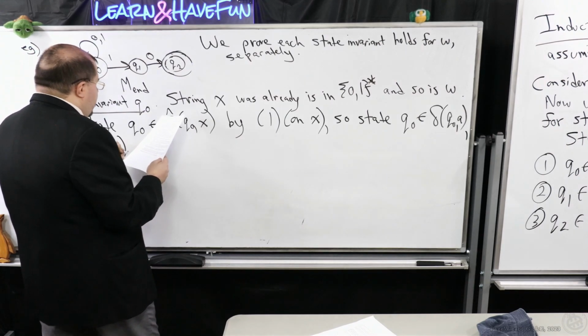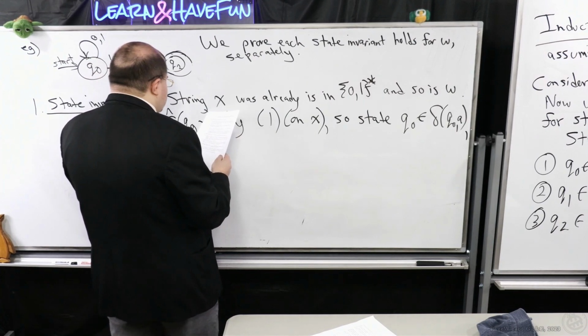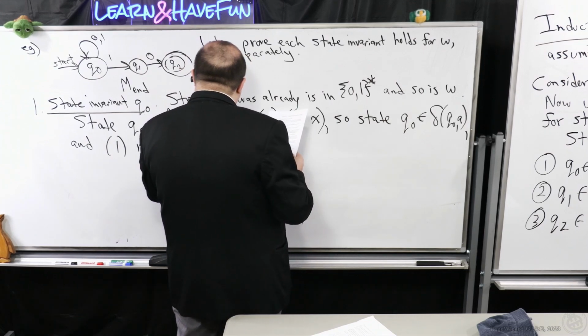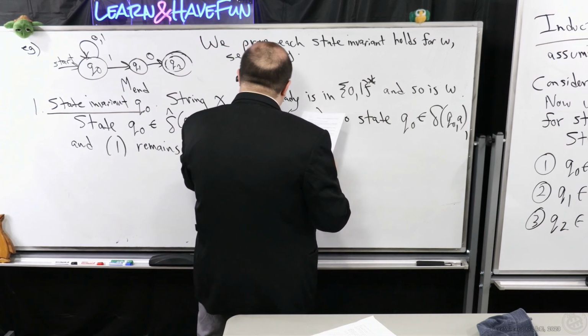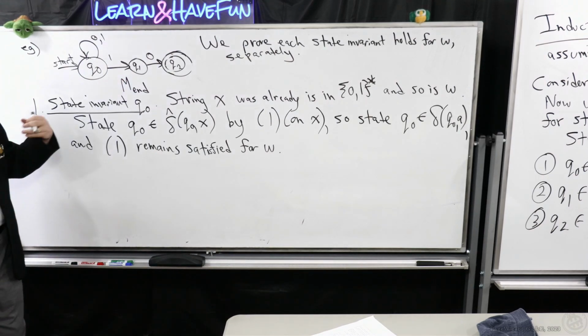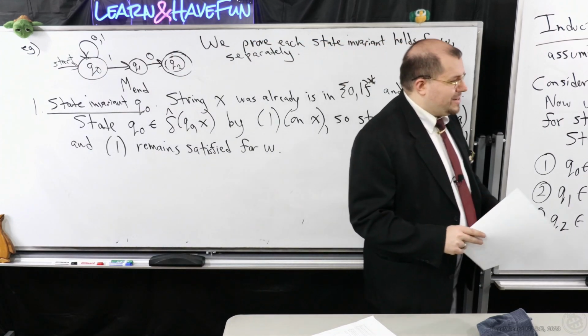And 1, so the first invariant remains satisfied for W. So please note that the way I was able to invoke this right here was because I knew X was a binary string, right?